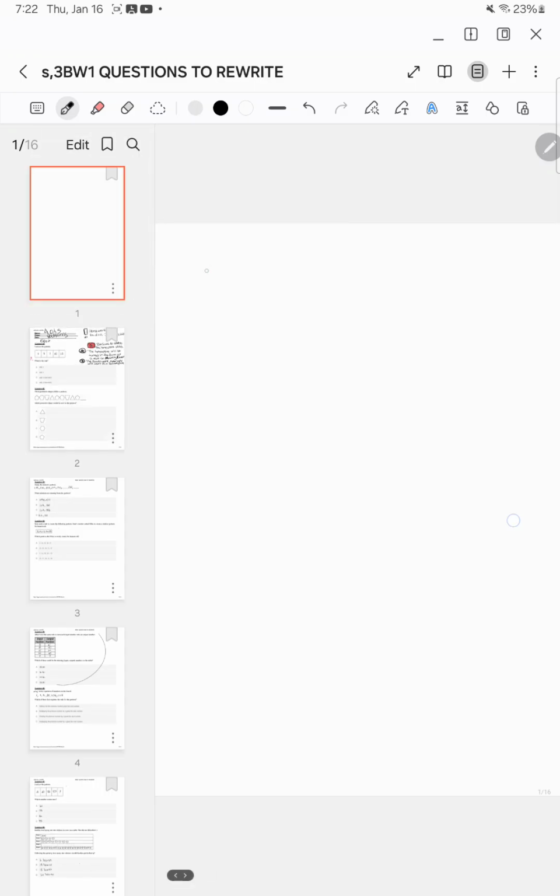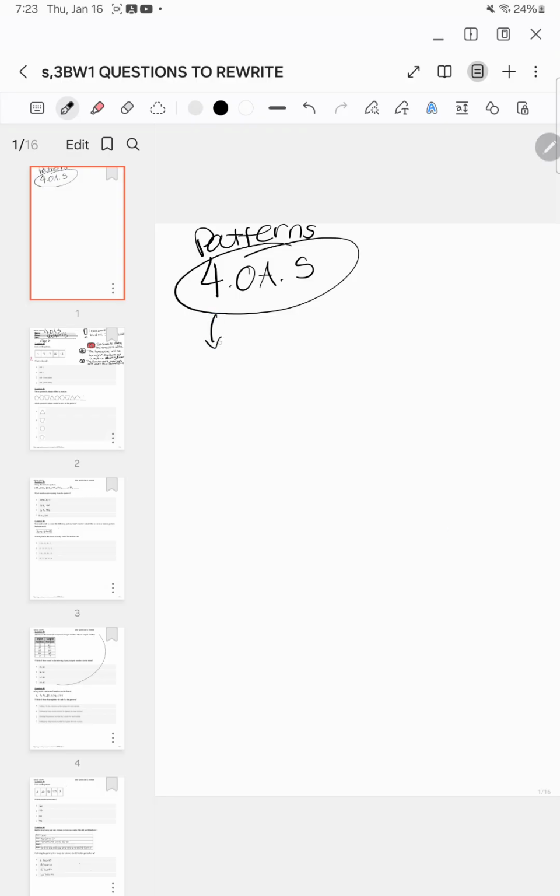Before I dive in, patterns. The standard for that is 4.OA.5. You can also type that exact standard into YouTube, 4.OA.5, and know that patterns follow a rule. They have a sequence. A series of things happen over and over again, and you need to be able to predict a pattern, or at least tell the rule in fourth grade math. Predict what's coming next, or be able to see what was in between.